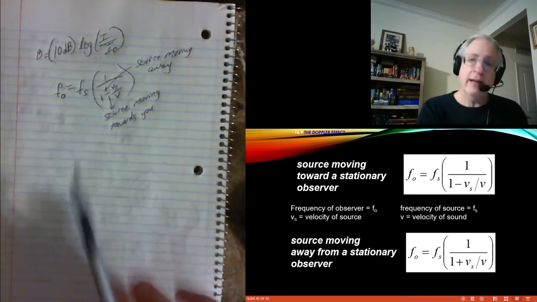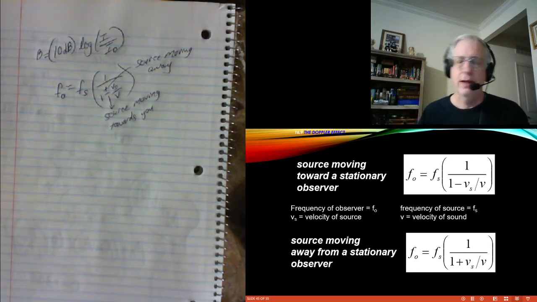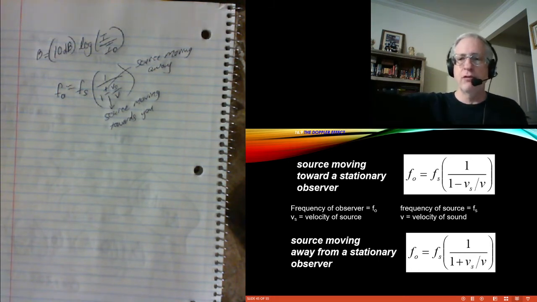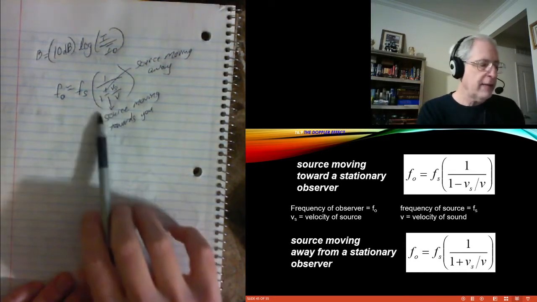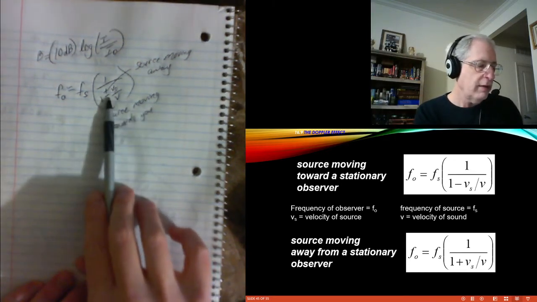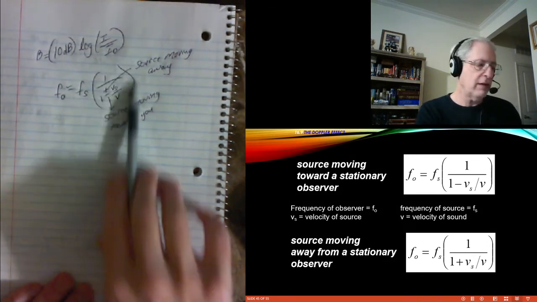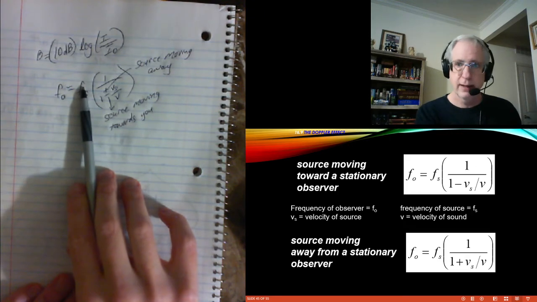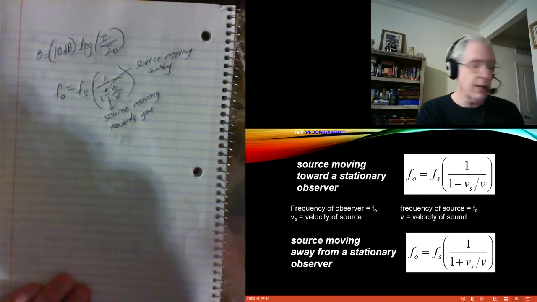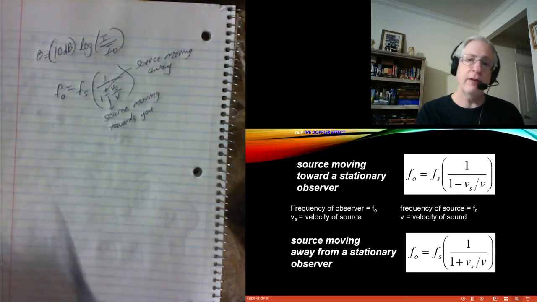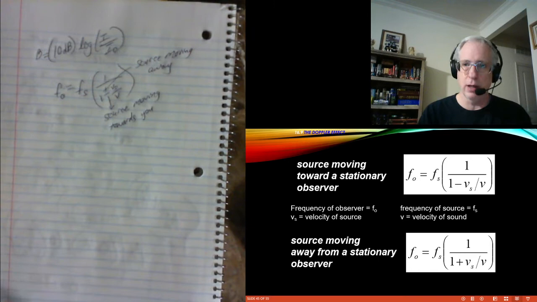And like I said, this is going to be related to when we get to electromagnetic radiation, to the red and blue shift. If an object is moving away from you, it shifts towards the red. If it's moving towards you, it shifts towards the blue. Same thing is happening. If it's moving towards you, we get a smaller denominator, which makes this number bigger than 1. 1 divided by a number smaller than 1 is a number bigger than 1. So the frequency you hear gets bigger because the wavelength is getting smaller.